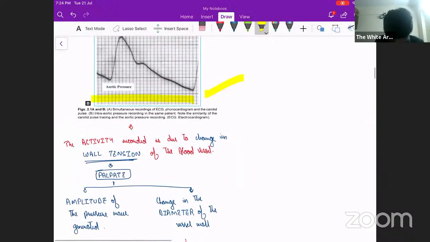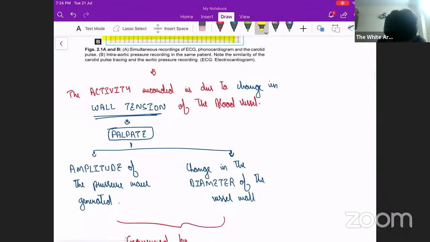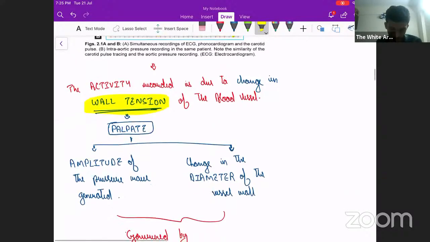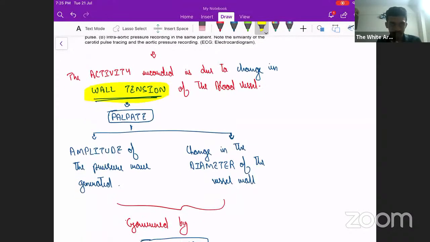Next, the activity recorded is due to change in the wall tension. Initially what we learned was that it is the pressure wave that is being recorded. So how is this pressure generated? It is because of change in the tension of the blood vessel. So when we palpate, what we actually find is change in the wall tension. How does this change come about?